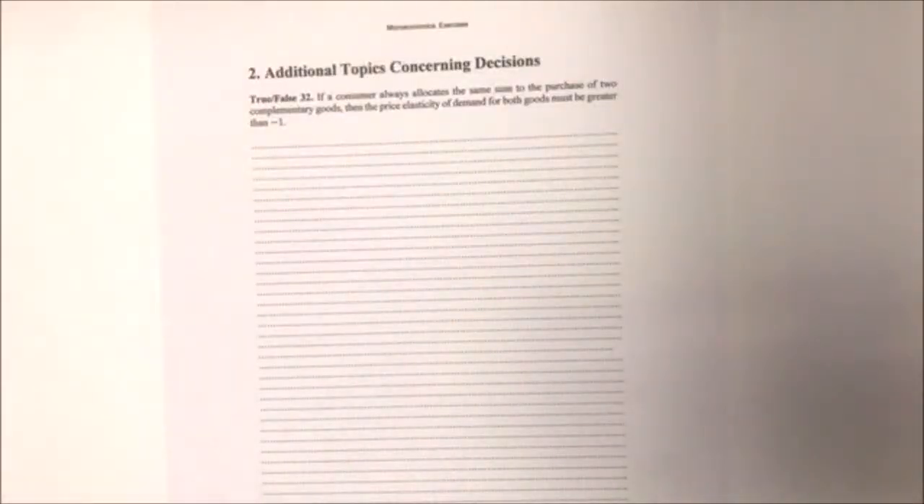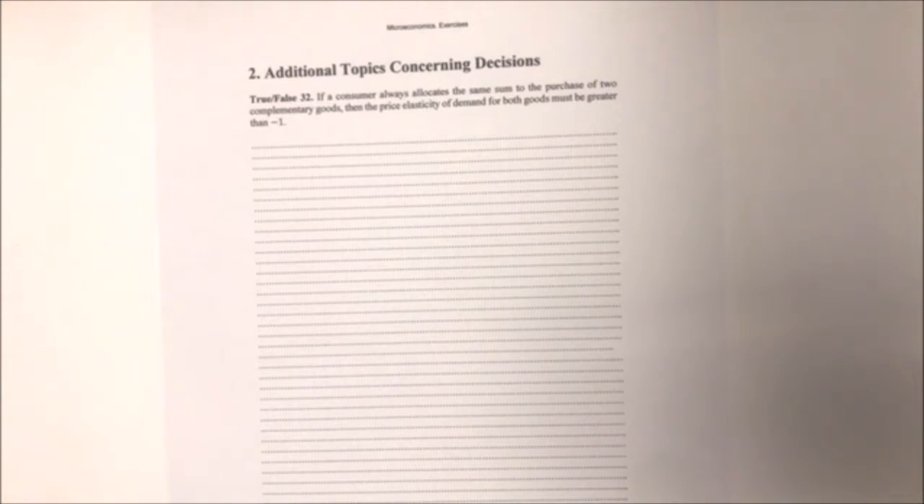Hi everybody, we are now going to solve true and false 32, chapter 2, additional topics concerning decisions. Let's first read the true and false. If a consumer always allocates the same sum to the purchase of two complementary goods, then the price elasticity of demand for both goods must be greater than -1.